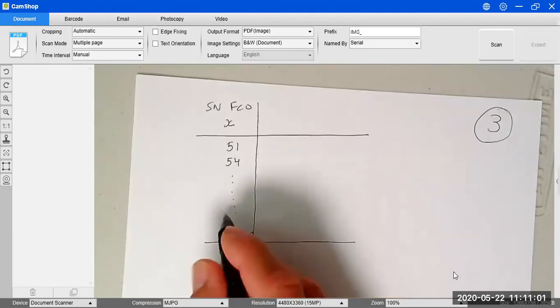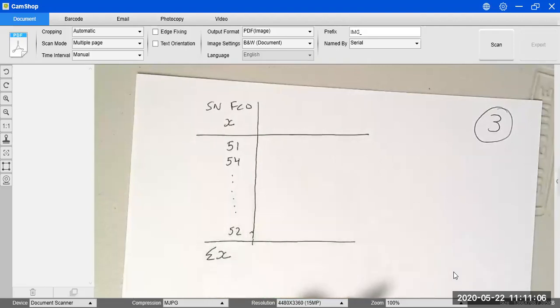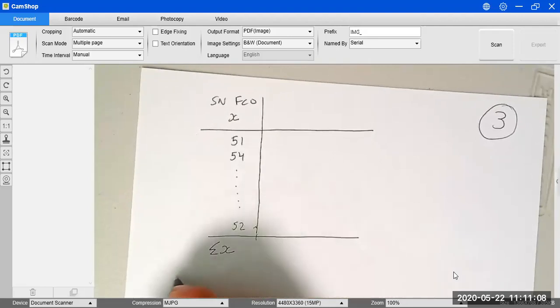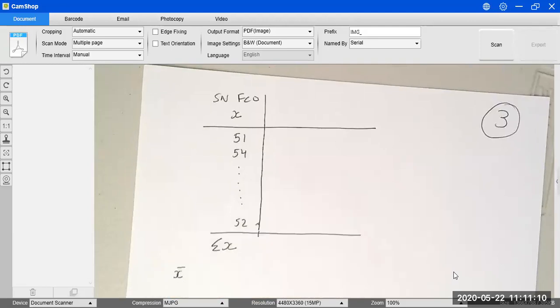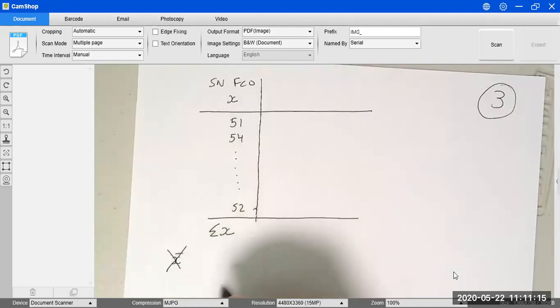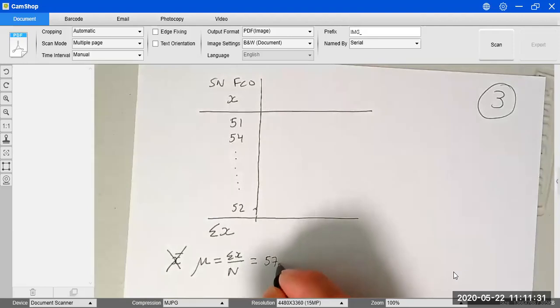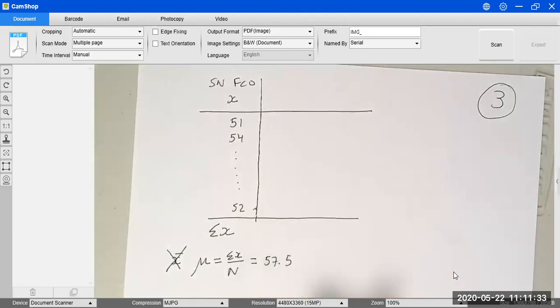So the first thing is that you're going to add up these values. That is going to be the sum of X, and you're going to divide that by 12. In that way, you're going to get the mean. Since you are working with the population, we use this notation, because this is a population of temperatures. So it's going to be the sum of X over capital N. If you do these computations, you're going to find 57.5. So that's the mean.